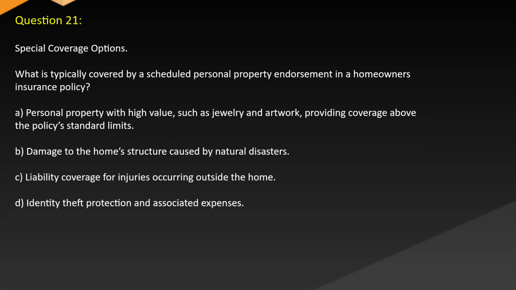Question 21. Special coverage options. What is typically covered by a scheduled personal property endorsement in a homeowner's insurance policy? A. Personal property with high value, such as jewelry and artwork, providing coverage above the policy's standard limits. B. Damage to the home structure caused by natural disasters. C. Liability coverage for injuries occurring outside the home. D. Identity theft protection and associated expenses.